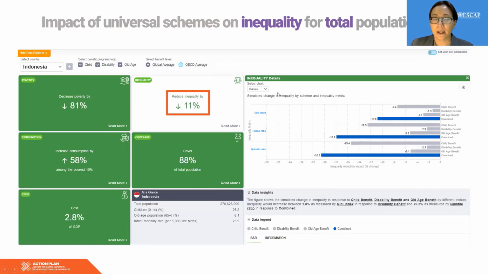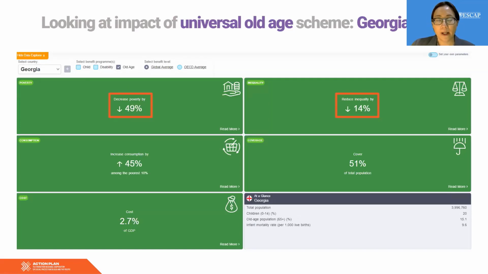If we look also at inequality, it would reduce by up to 11% for the Gini coefficient, and we see here other metrics such as the Palma ratio and the quintile ratio, and again we see that child benefits would have the greatest impact in reducing inequality. If we look now at the impact of just one universal scheme, here we have selected the impact of providing an old age benefit in Georgia at the global benefit level of 16% of GDP per capita. We see that this would decrease poverty by almost a half for the total population, reduce inequality by 14%, and increase consumption by 45% amongst the poorest 10% of the population, and cover over half the population at a cost of just 2.7% of GDP.